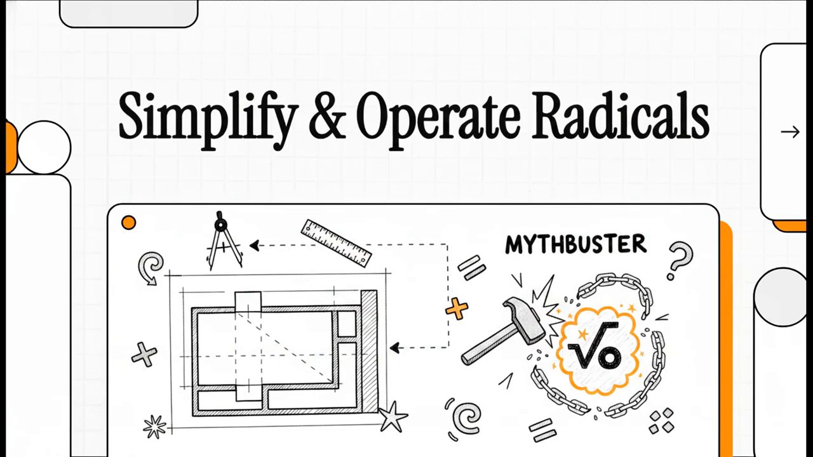Welcome. So today we're embarking on a real blueprint and myth-buster journey into the foundational rules of radicals. This is specifically geared for grade 8 and Algebra A math. Now, if you've ever stared at a square root symbol and thought, okay, how exactly does this thing behave when I start adding, multiplying, or trying to simplify it? Well, you are absolutely in the right place.